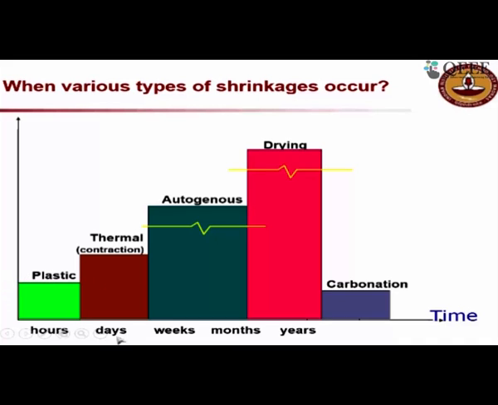And if you are talking about a couple of days, there is another type of shrinkage which we call thermal shrinkage or contraction. Then there is autogenous shrinkage, where the time span is days to weeks to up to months, and then there is drying shrinkage, which can even go up to years. And then carbonation shrinkage, which by magnitude is very small, but is becoming more and more important for new types of concretes where we have a large quantity of cement being used.